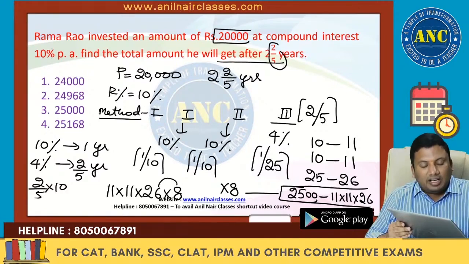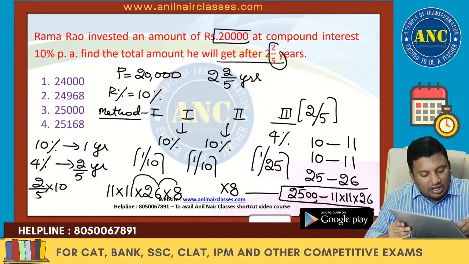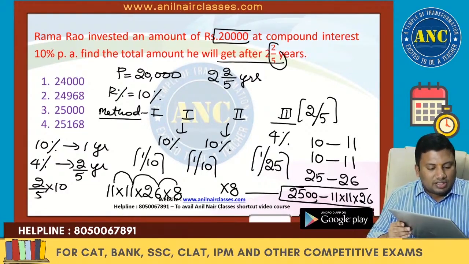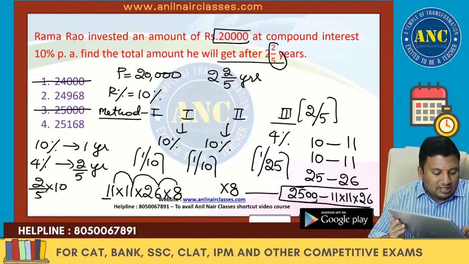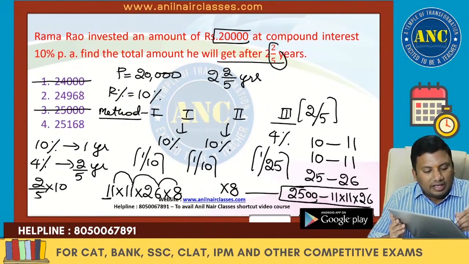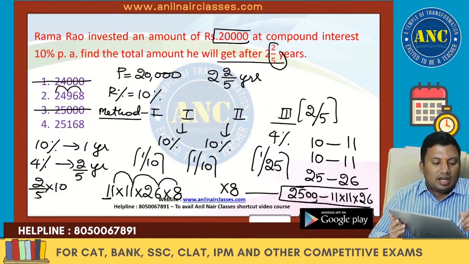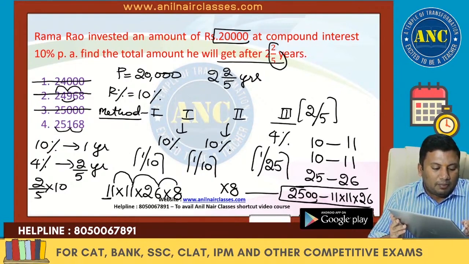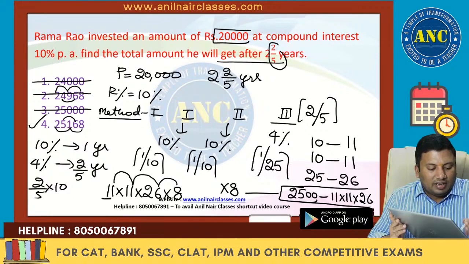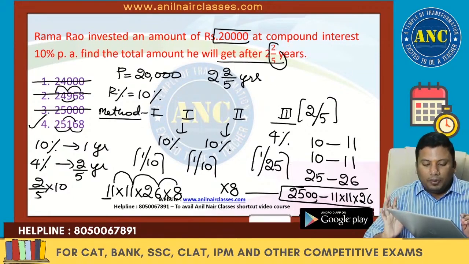8 sixes are 48, so 8 is the unit digit. 8 ones are 8. The answer's unit digit should be 8. First one is out, third one is out, and the answer is a multiple of 11. If I take 8 plus 9, 17, 17 plus 2, 19, 19 minus 10, 9. It is not a multiple of 11. 8 plus 1, 9, 9 plus 2, 11, 11 minus 11, it is a multiple of 11. I hope it is clear.